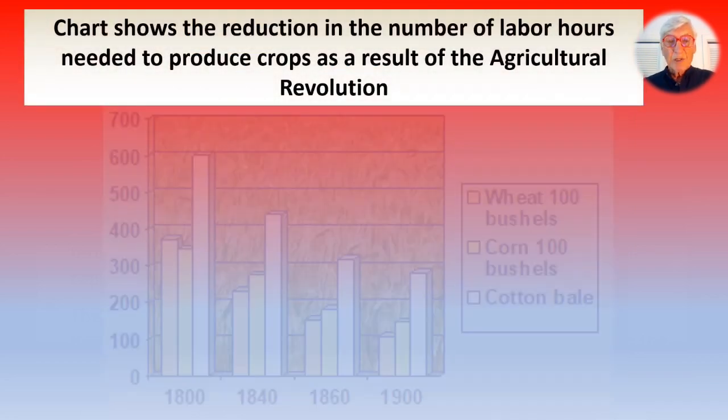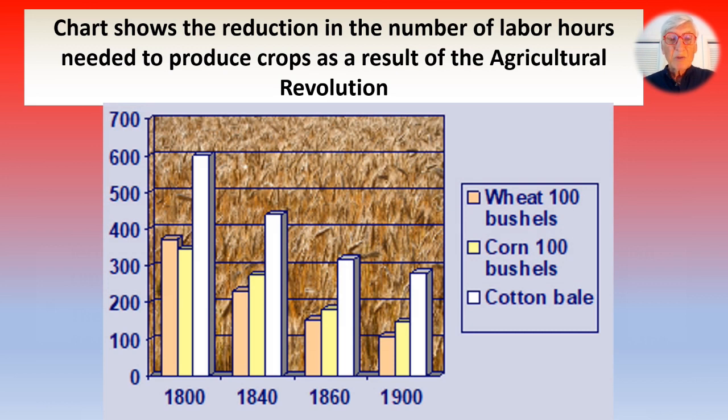Here's a chart that shows the reduction in the number of labor hours needed to produce crops as a result of the agricultural revolution. It continued to decline and decline rapidly.